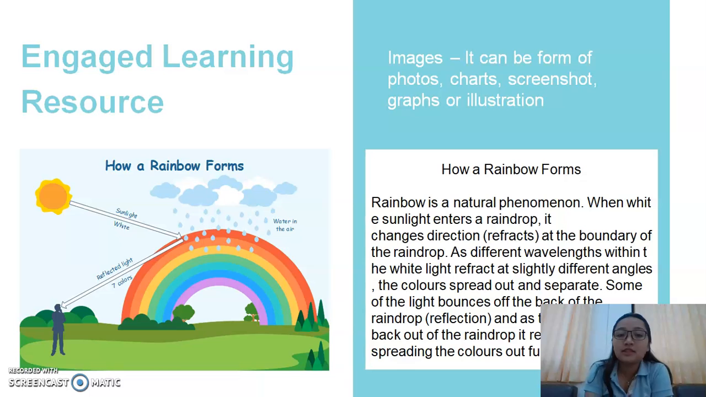Next is we as a teacher in online course should provide an engaging learning resource. I took images as the engaging learning resource. It can be in the form of photos, charts, screenshots, graphs, or illustration. Yeah, you can see here. If we just put the text on the online course, students will be bored of the explanation. But if we put images here, teacher will get an illustration of the text, and also it will engage students to read the text.